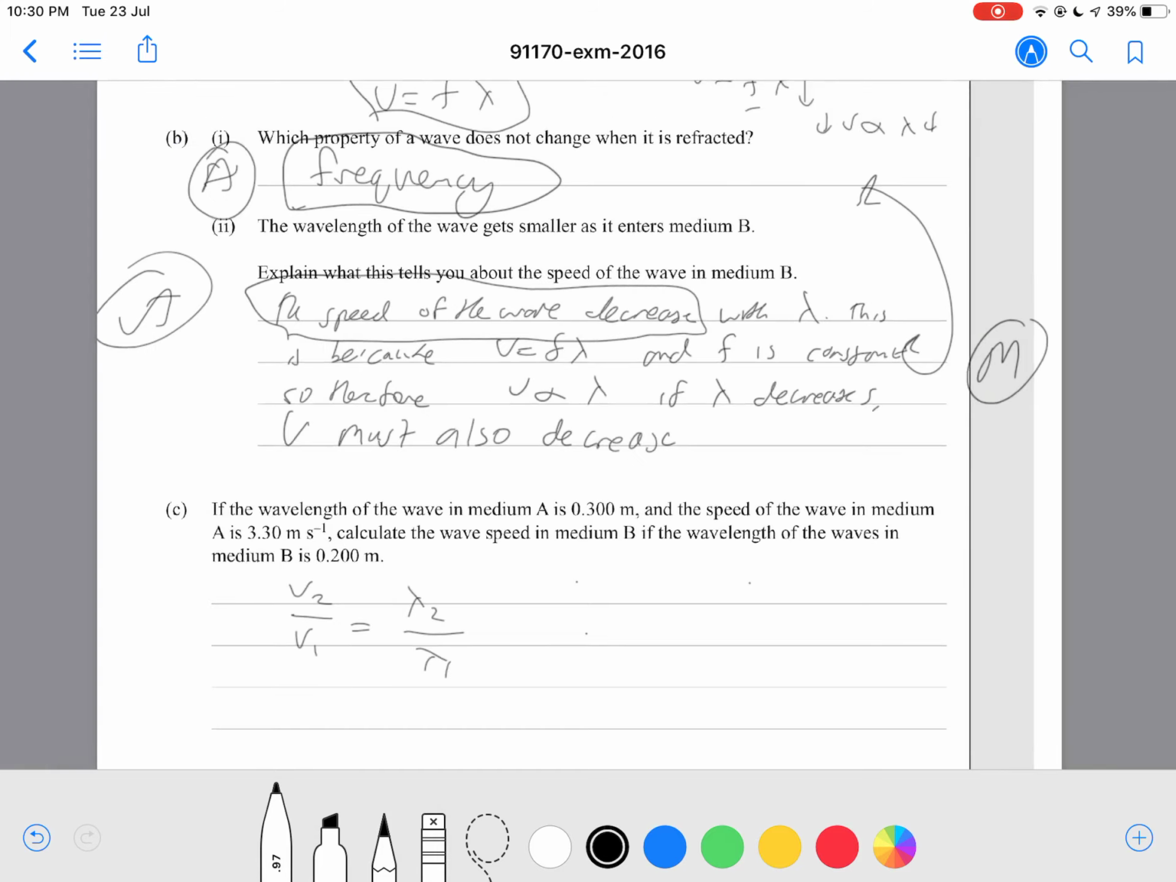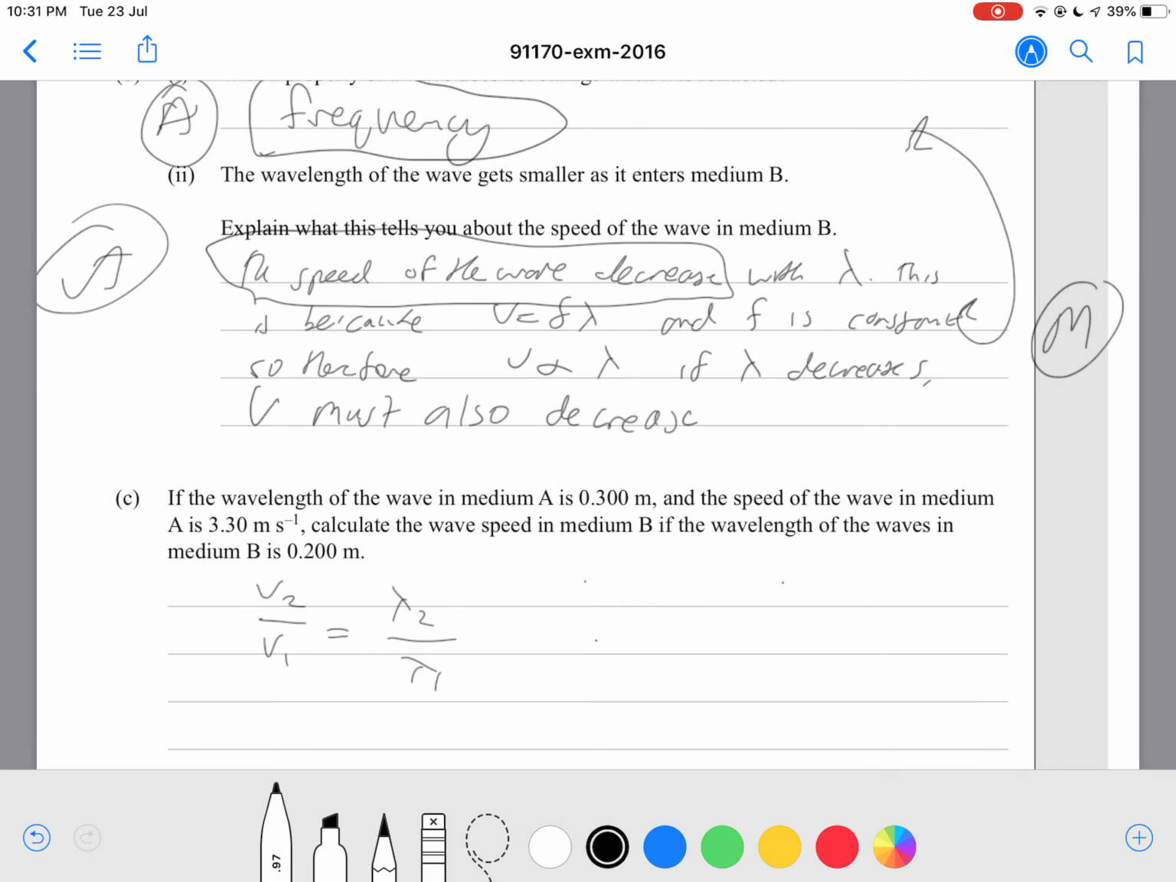Yeah, that's right. That sounds right. All right. So we know that the wavelength in medium A is 0.3 meters. So we know lambda 1 equals 0.3 meters. The speed of the wave in medium A is 3.3 meters per second. V1 we know is 3.3 meters per second. So what is the speed in medium B?